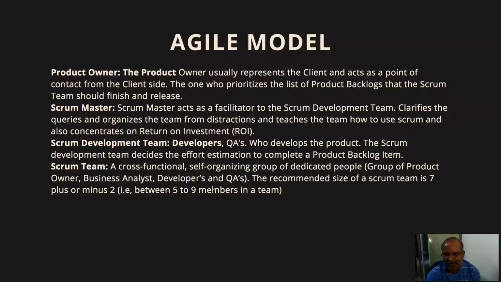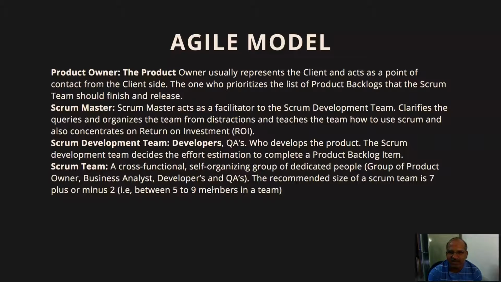Scrum development team. What is the Scrum development team? It is basically developers and QAs who develop the product. So the QA team is also part of this Scrum development team. This team decides the effort estimation to complete product backlog items, that is, how much time is required to complete the items.